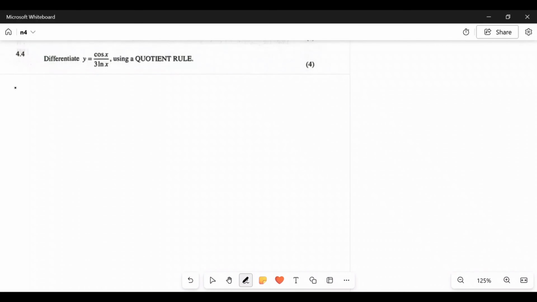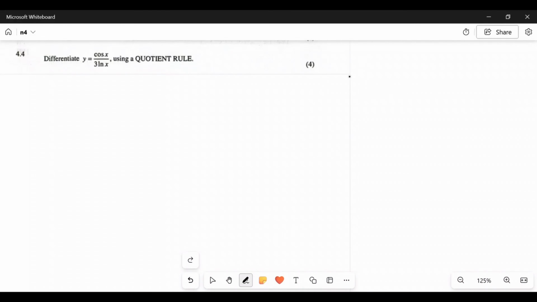Let's look at 4.4. Now 4.4, they want us to differentiate the following: y is equal to cos x divided by 3 ln x, using the quotient rule. This is one of the rules that they want us to use. The quotient rule, guys, we have a formula for it. I am going to write it on the side here.